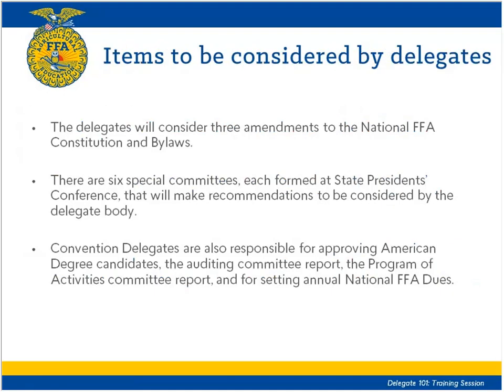Items to be considered by delegates include 3 constitutional amendments to the National FFA Constitution and Bylaws, 6 special committees, each formed at State President's Conference, that will make recommendations to be considered by the delegate body, and convention delegates are also responsible for approving American degree candidates, the Auditing Committee report, the Program of Activities Committee report, and for setting national FFA dues.